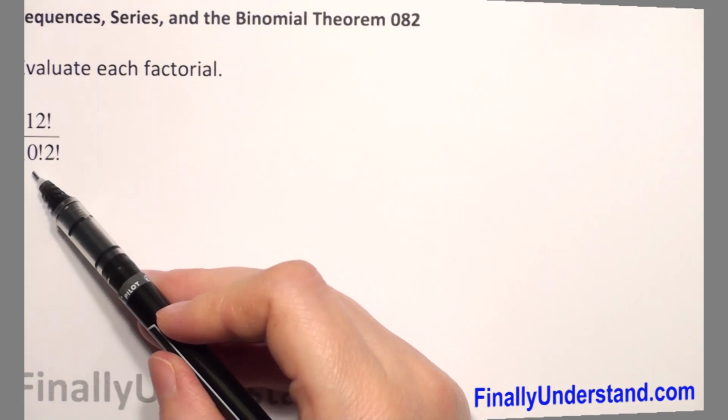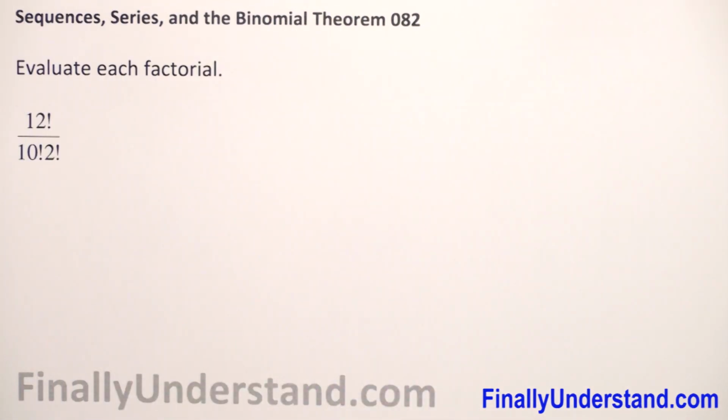We have to evaluate factorial. We have 12 factorial over 10 factorial times 2 factorial. First, let me remind you the definition.